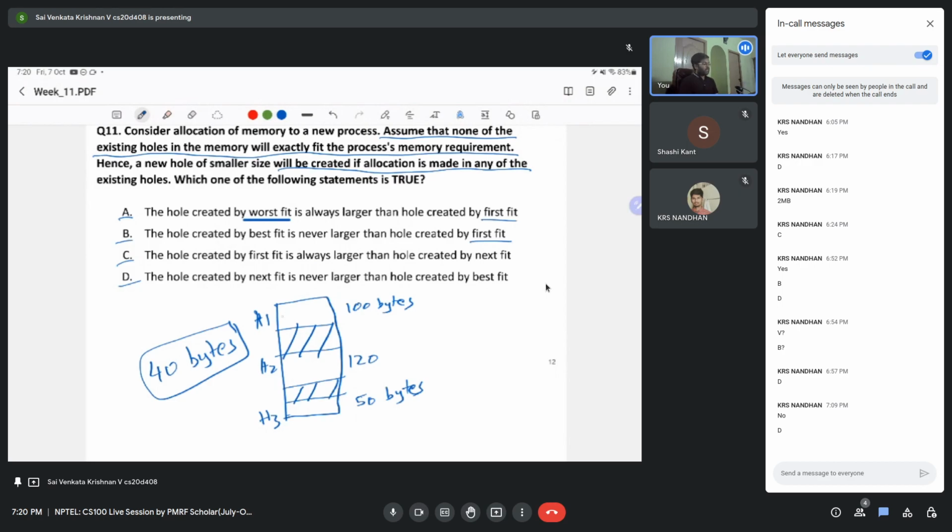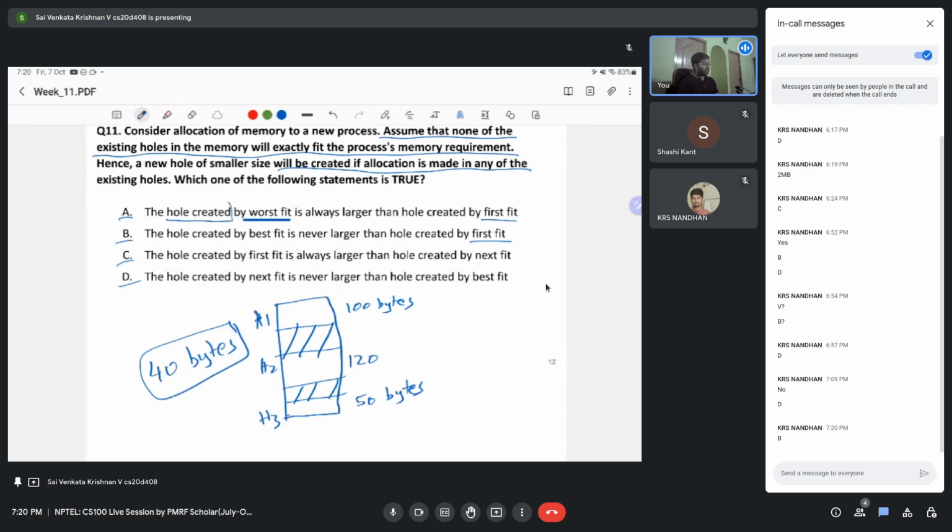So if 40 bytes is allocated to any of the holes, that remaining, newly created hole is what they mean by the hole created. Nandan has mentioned option B. So option B is the correct answer. Let's just briefly see what every option is all about.